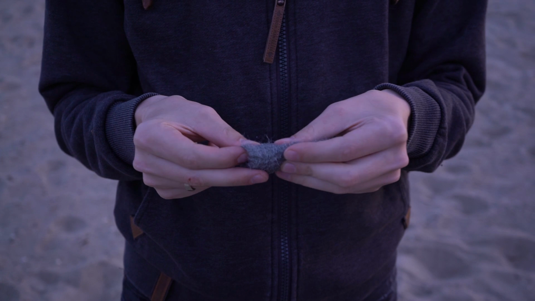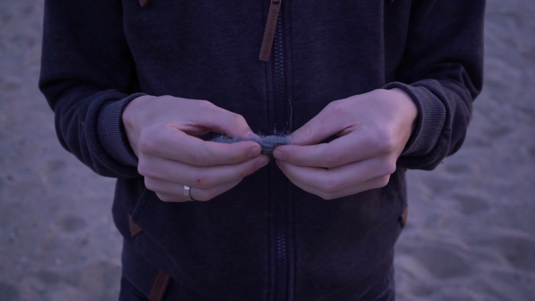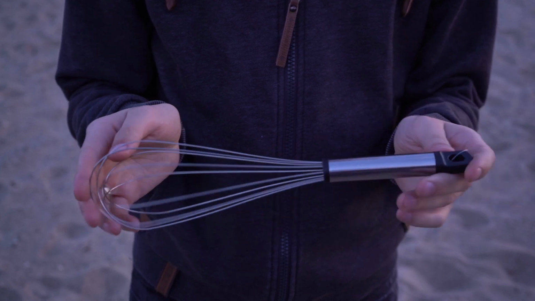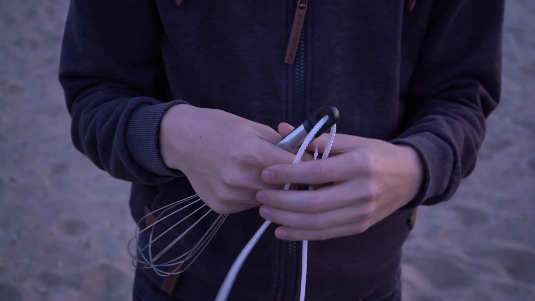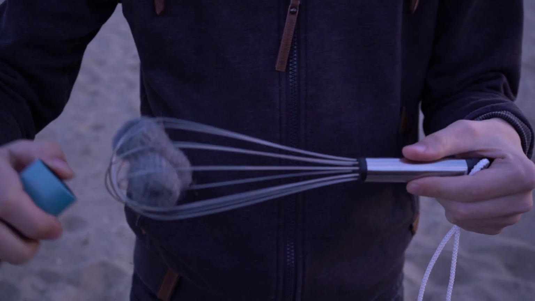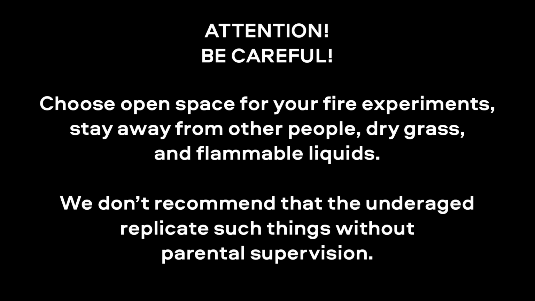Steel wool maybe is one of the coolest materials to take Freezelight photos with. We bought it in a hardware store. A whisk and a piece of rope can be really useful as well. Attach the rope to the handle of the whisk, put the steel wool inside just like this, and then light it up. But be careful with it.